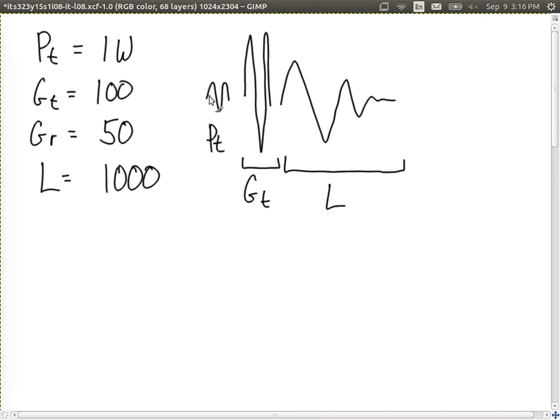We start with the transmit power. There's a gain according to the transmit antenna. The signal loses power across distance. Then it's received, and the receiving antenna introduces a gain, which amplifies again. And what we receive here is the receive power, PR. Whatever we end up with is the receive power strength. What is the receive power strength? What is PR in this example?